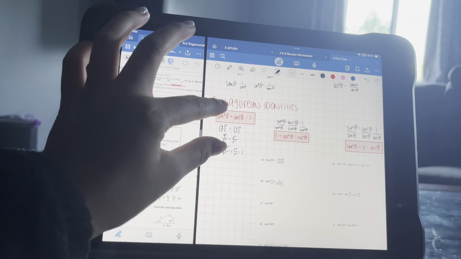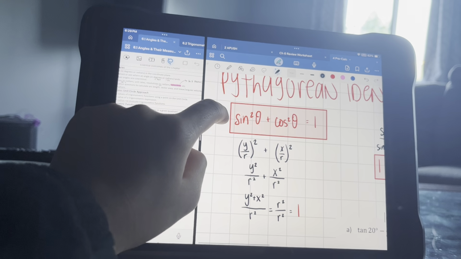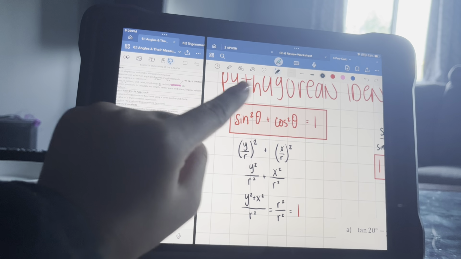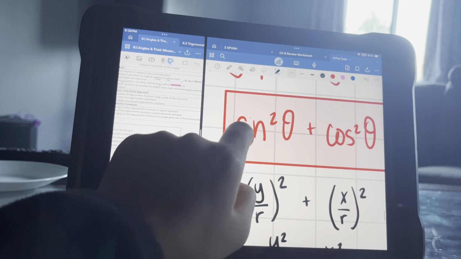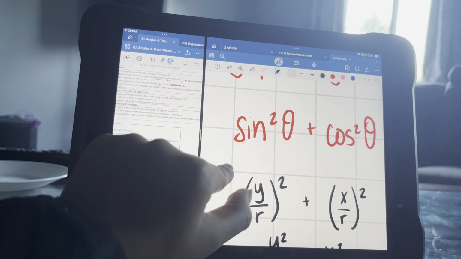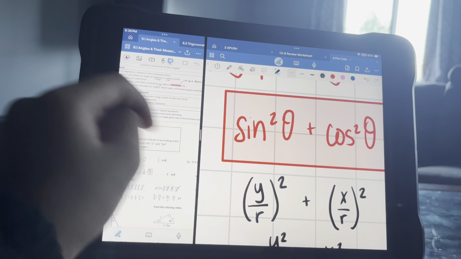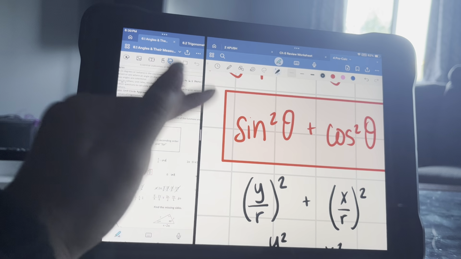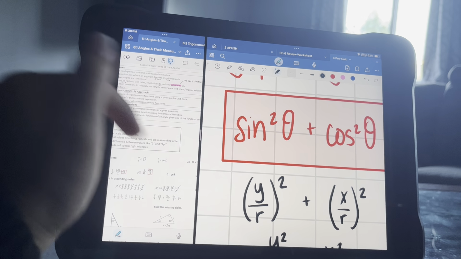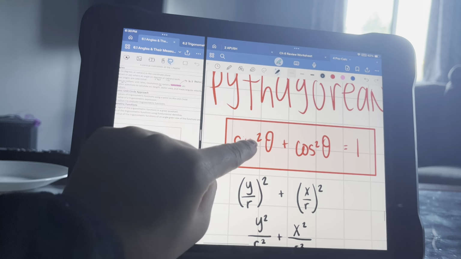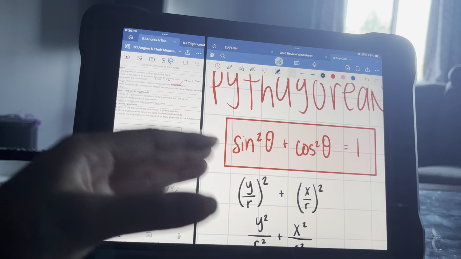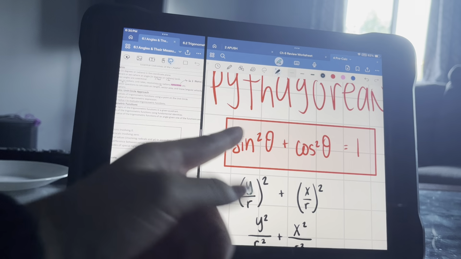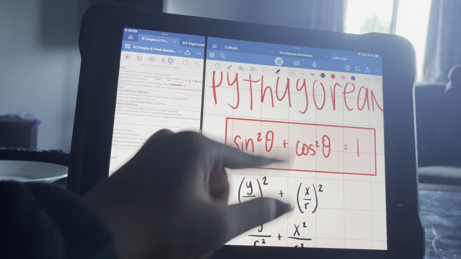Pythagorean identities. So this is the main one you need to remember, that sine squared theta plus cosine squared theta equals 1. By the way, sine squared theta means you're squaring the sine of theta. So if theta is 3, this would be sine squared 3, which equals sine of 3 times sine of 3. That's what the squared means. You can't square multiplication, you can't square addition, you can't square trigonometry. It just means you're squaring this number.